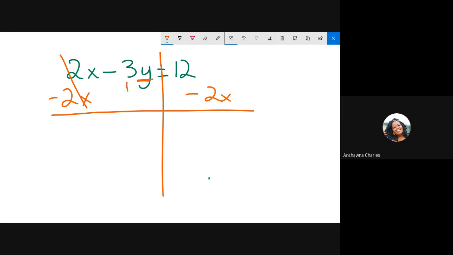So that's going to leave me with negative 3y equals, and I cannot combine this 2x and this 12. So I'm bringing both of them down. Negative 2x and the 12 is positive, so plus 12. Now, the reason I put the x first is because I want it to be in y equals mx plus b form.